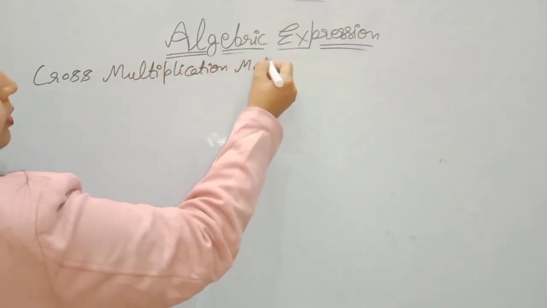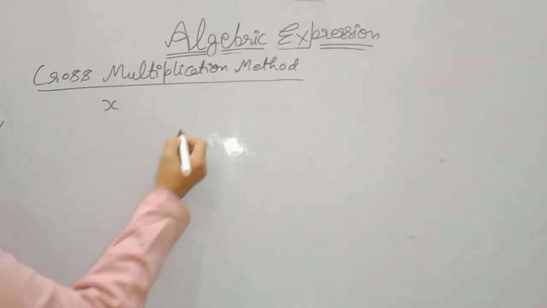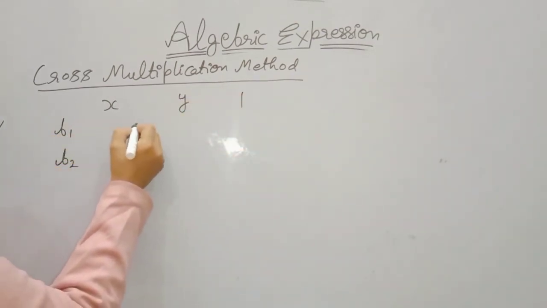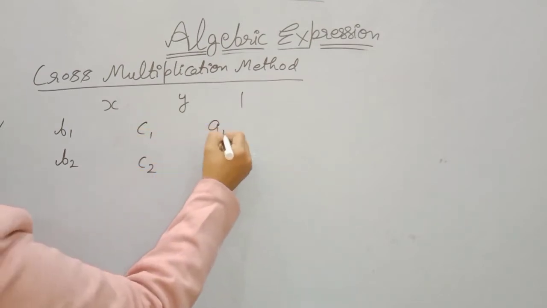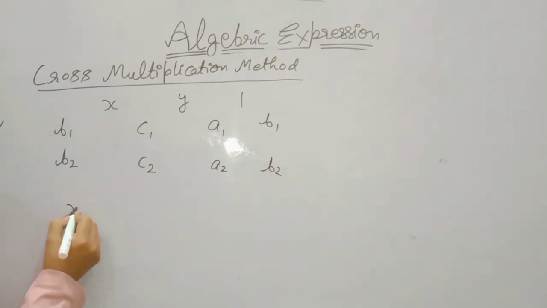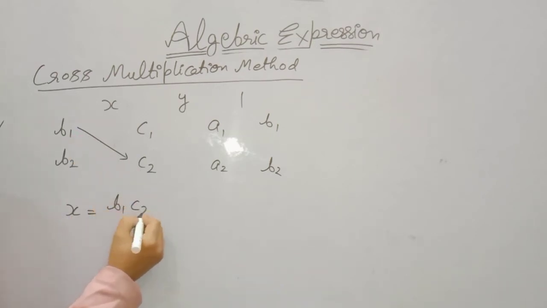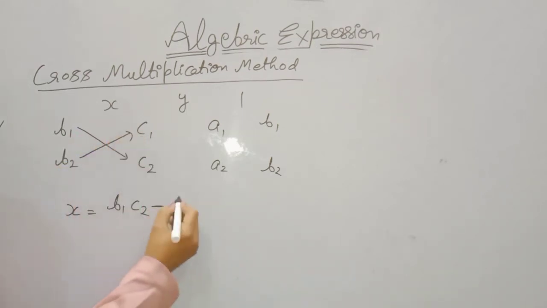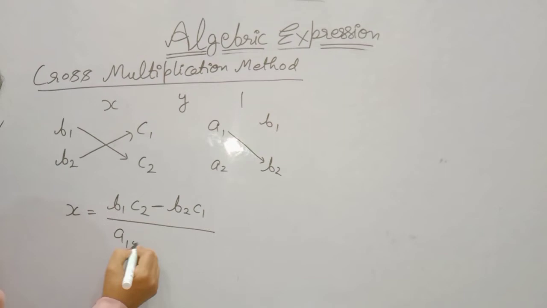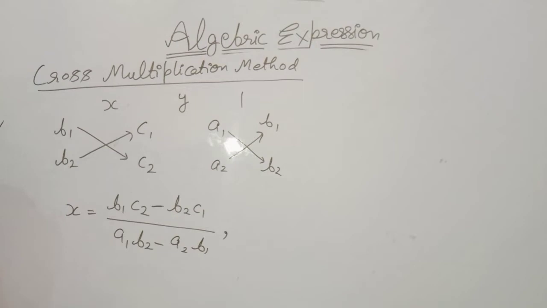Cross multiplication method. So in the cross multiplication method, here is x, then y and 1. We have b1, b2, c1, c2, a1, a2, and then we have b1, b2 again. Okay, let's suppose we have to calculate x. So this is the cross multiplication. b1 c2 minus b2 c1 upon, then we have to take the constant terms, a1 b2 minus a2 b1. Okay, this way we can calculate x.